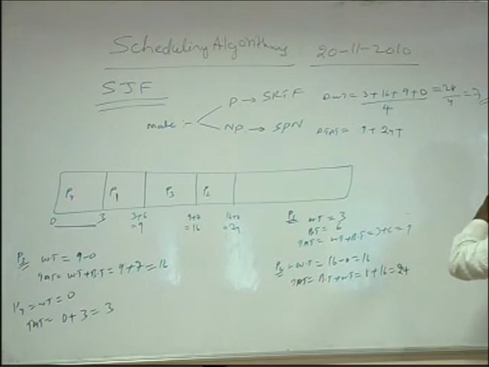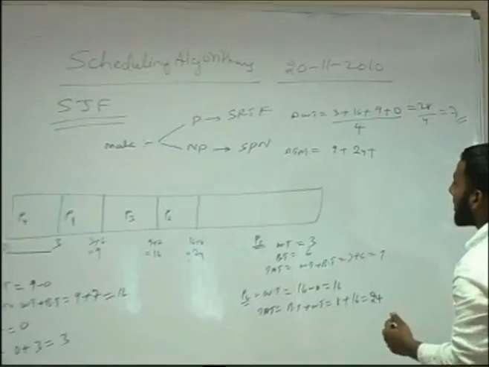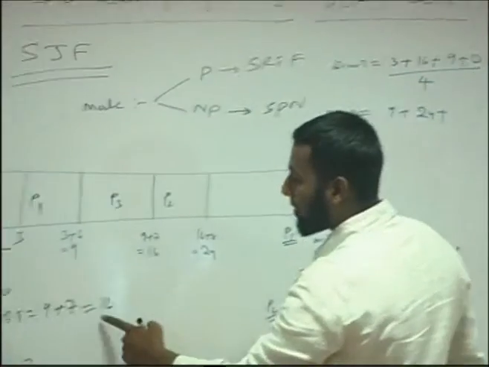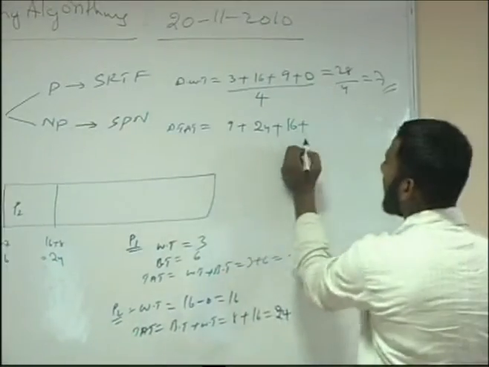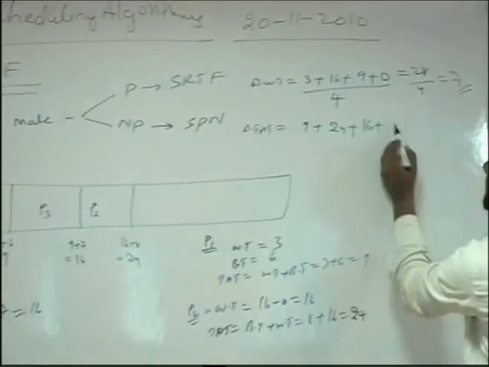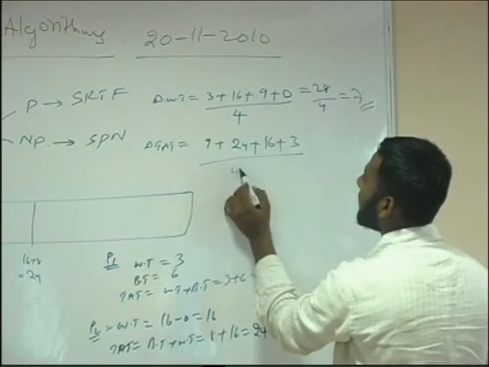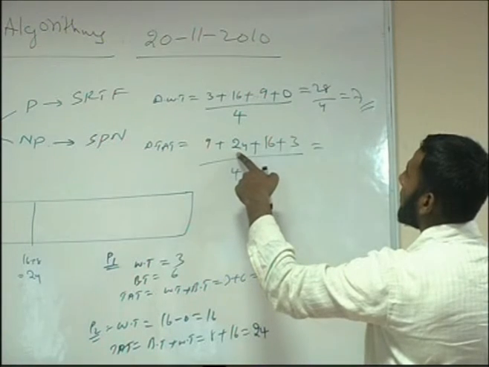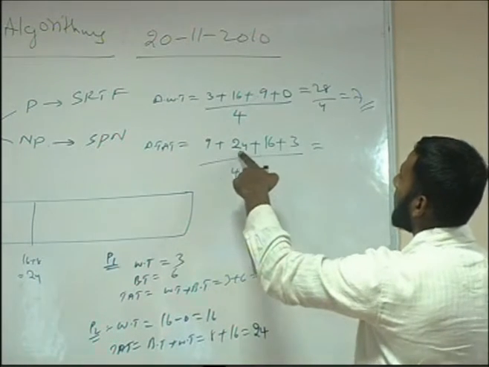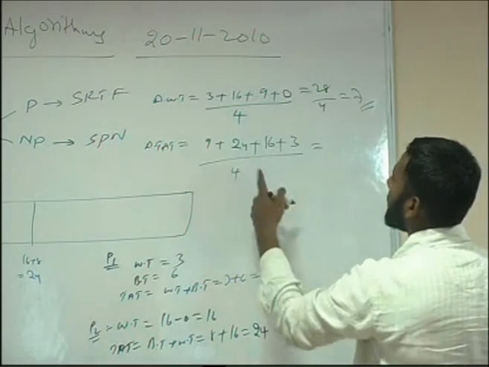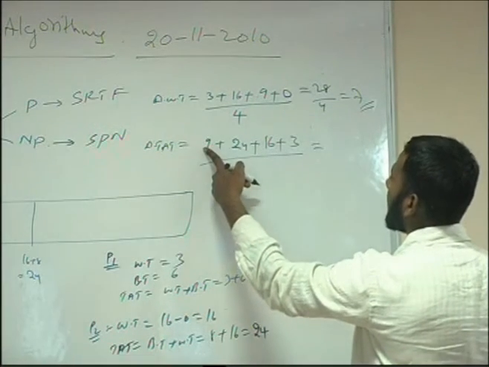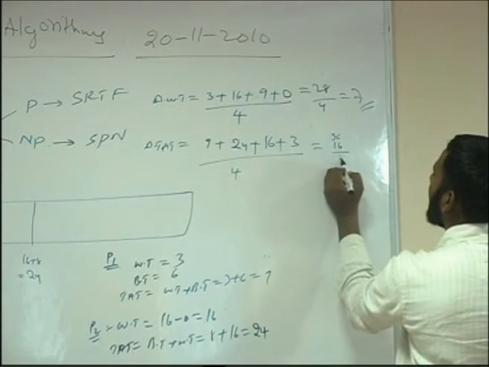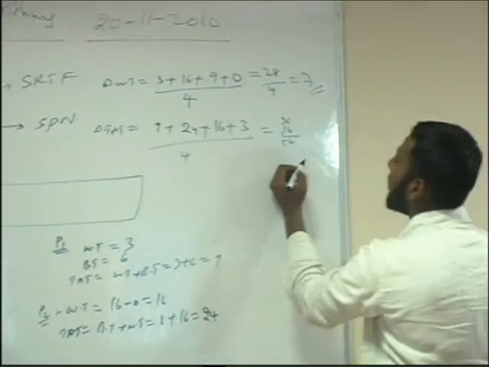Okay, 7 units. And average turnaround time is 9 plus 24 plus 16 plus 3, yeah, by 4. So it gives you how much is 20, 23, 33, 34, 35, 36. 36 plus 16, 52.